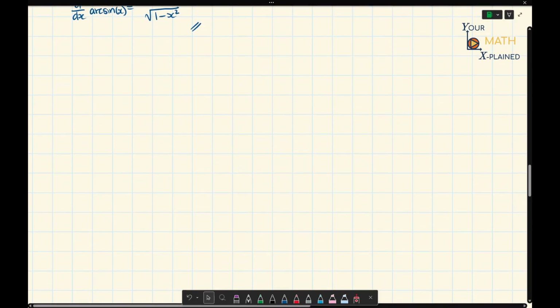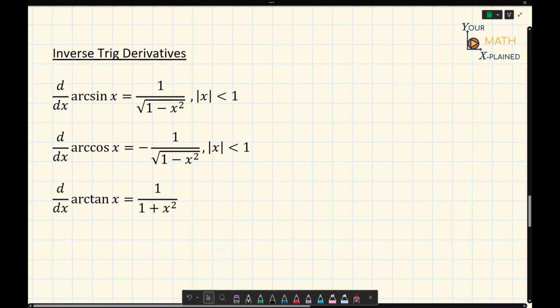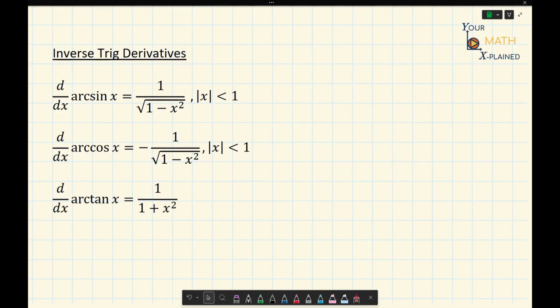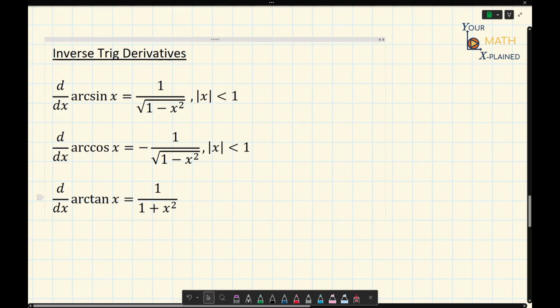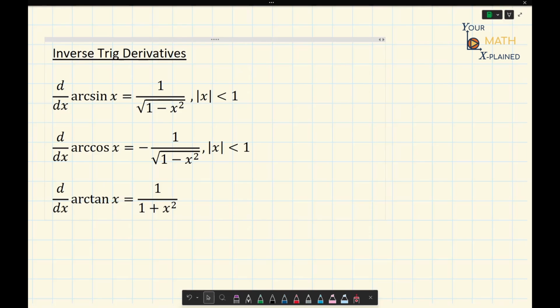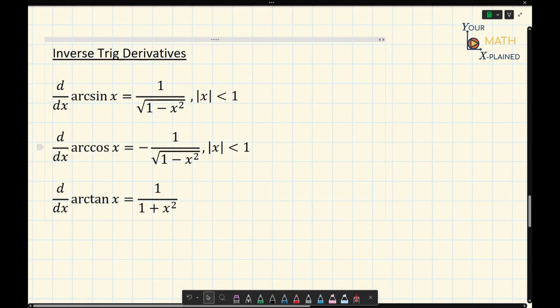And similarly, the derivatives of arccos and arctan can also be found that way. And for simplicity's sake, we have written down the derivatives of all the inverse trig functions on the screen here. Feel free to verify the derivatives of arccos and arctan on your own if you wish.